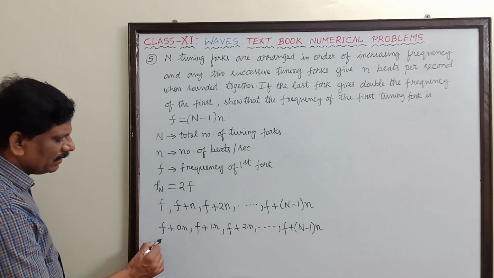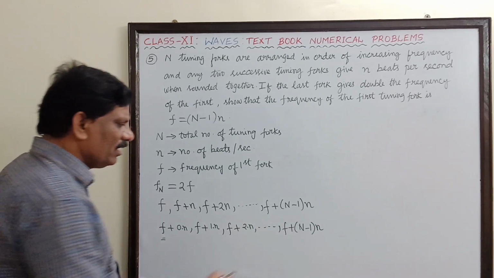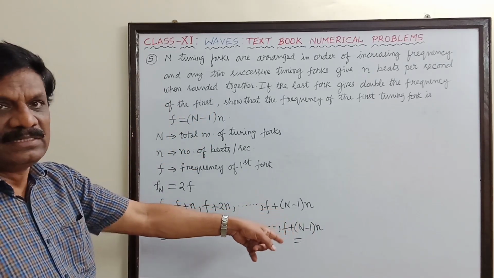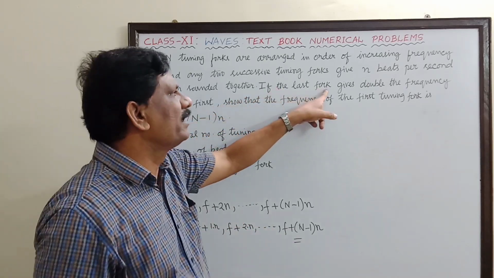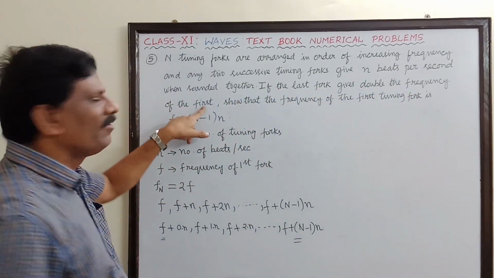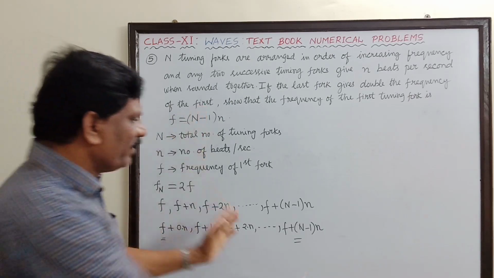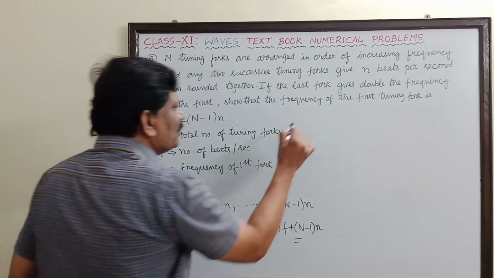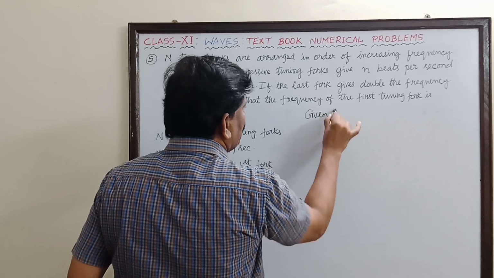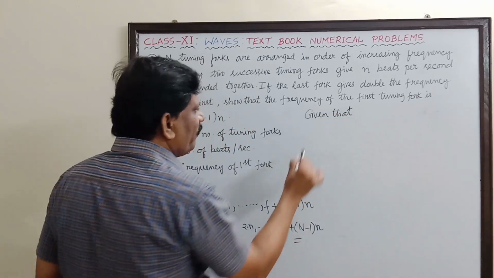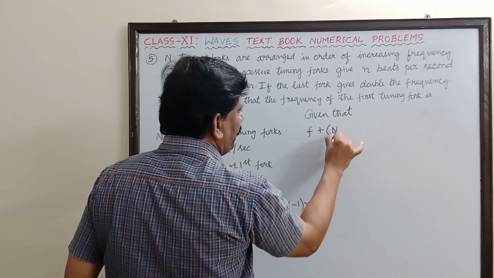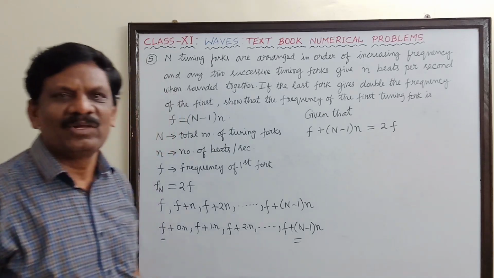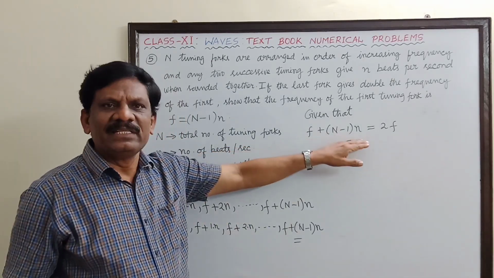Now you see here, f is the frequency of the first tuning fork, and f plus (N minus 1) into small n is the frequency of the last tuning fork, is it not? If the last fork gives double the frequency of the first, what do you understand? The frequency of the last tuning fork is 2 times the frequency of the first tuning fork. So given that, for the last tuning fork, f plus (N minus 1) into n is equal to 2 times f. This is the information they have given.